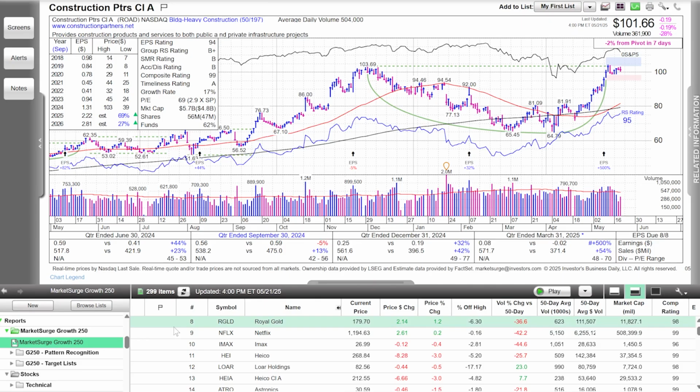So with these lists, you're never going to be at a loss for finding ideas. Maybe the hard part of MarketSurge is figuring out which of those ideas to focus on. For that, I think, again, all of that information in the technical charts and in that related information panel that gives you details about fundamentals can be really helpful for taking all of these ideas and narrowing in on the ones that fit your strategy and actually offer good entry opportunities.